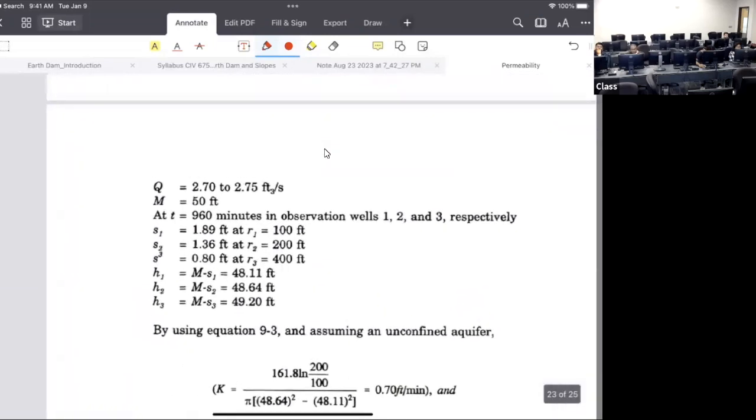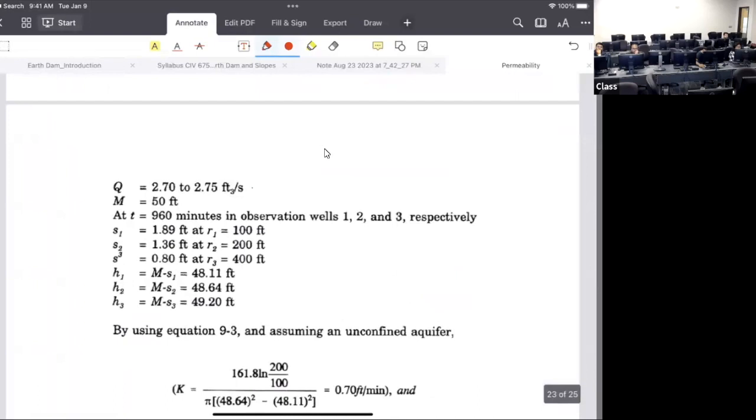So in this case, what is given is you have the Q and you have the M. So it's an artesian aquifer, right? You have a thickness M, and this is given at time T, 960 minutes. You have the observation wells S1, S2, S3. You calculated it for R1, R2, and R3. Now you have the M, right?